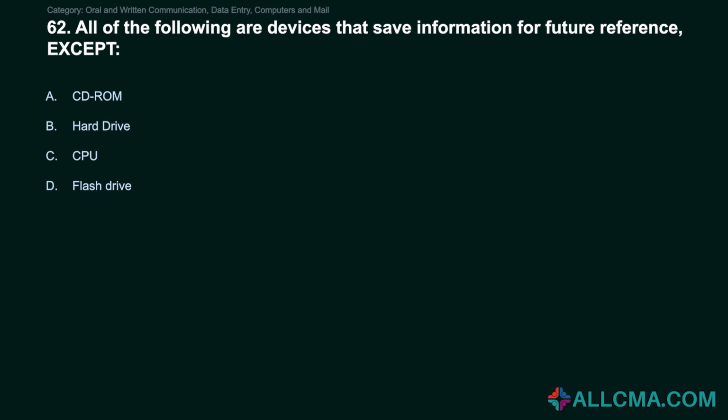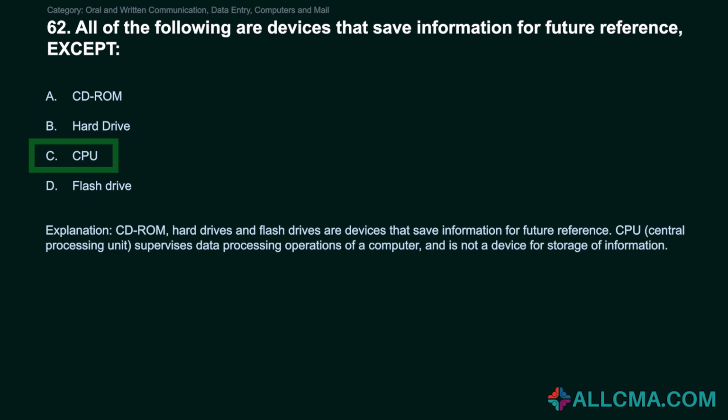62. All of the following are devices that save information for future reference, except A. CD-ROM. B. Hard drive. C. CPU. D. Flash drive. Correct answer, C. CPU. CD-ROM, hard drives and flash drives are devices that save information for future reference. CPU, Central Processing Unit, supervises data processing operations of a computer, and is not a device for storage of information.